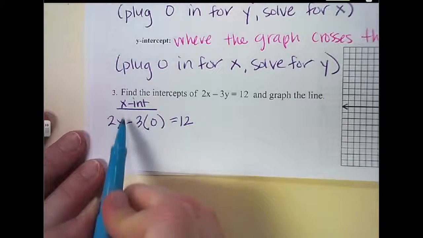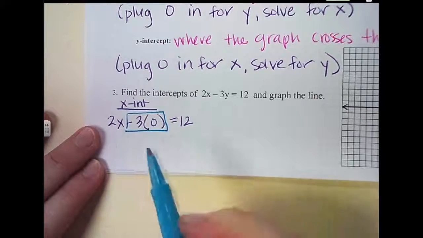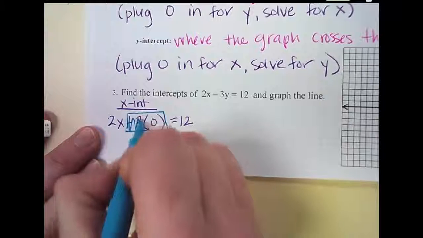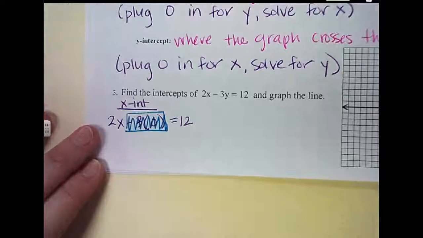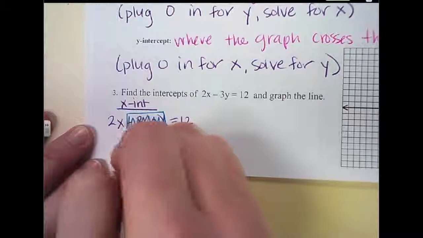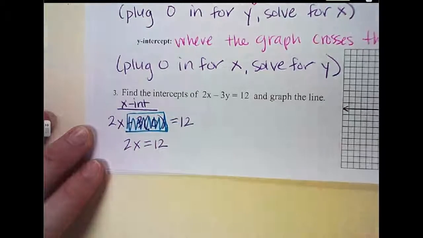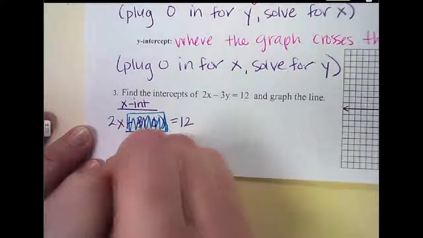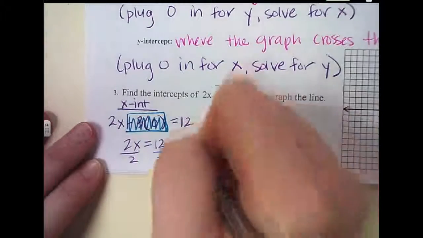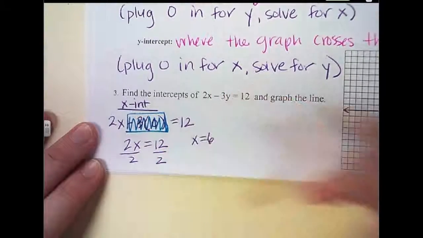What happens right here? Right, it's gone. It turns into 0. The whole thing is gone. Negative 3 times 0 is just 0. So now I just have 2x equals 12. Solve for x. What do you do? Good. Divide by 2. So x equals 6.